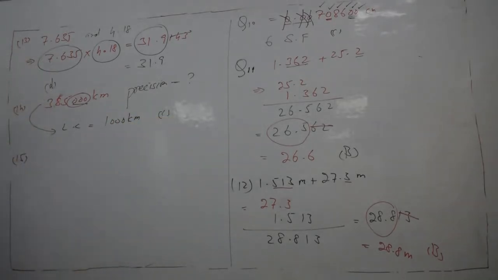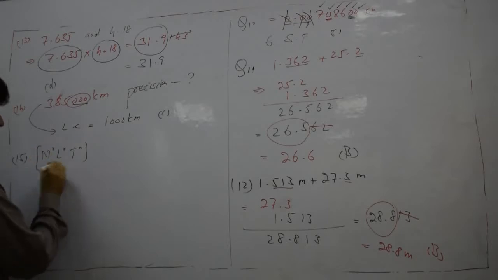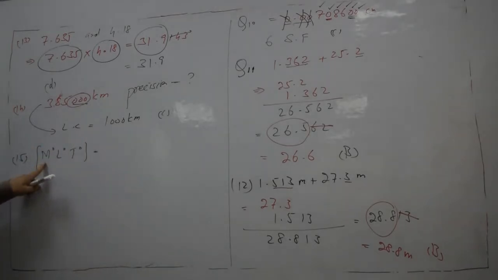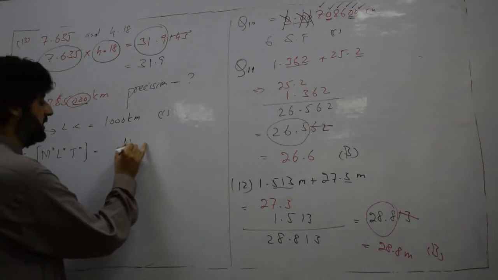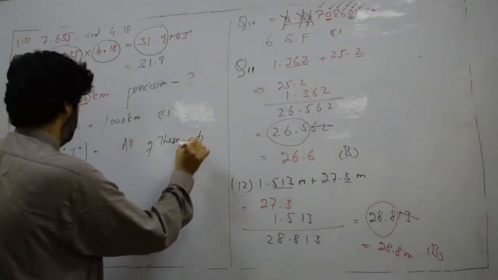Come towards MCQ number 15. M power 0, L power 0, T power 0 are the dimension of. Look here. M power 0 means 1, L power 0 means 1, T power 0 means 1. So it means it is dimensionless. Look at option A. Strain, yes, that is dimensionless. Refractive index, yes, dimensionless. Magnification, yes, dimensionless. So all of these are correct. Option number D is the correct answer.